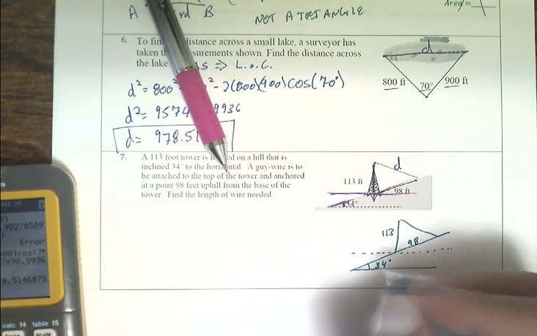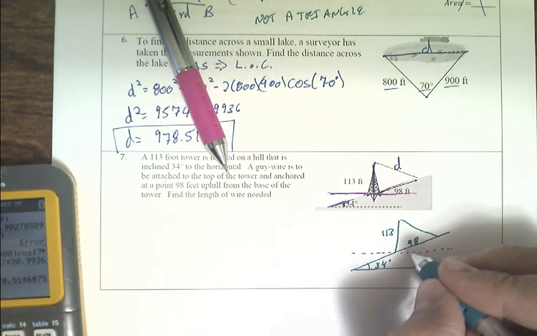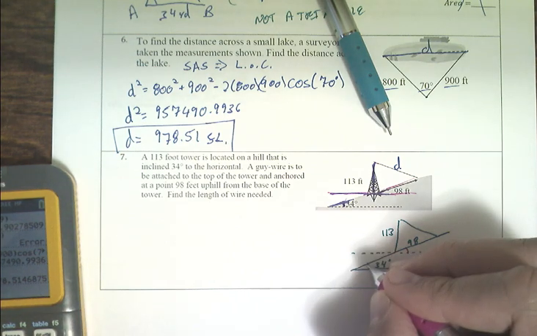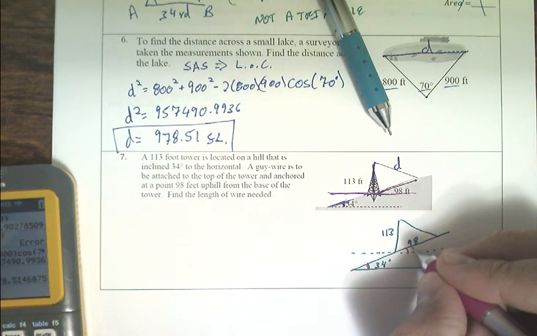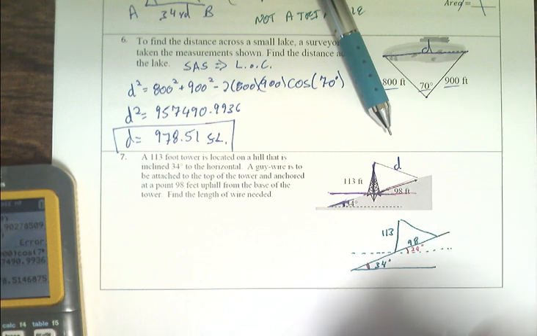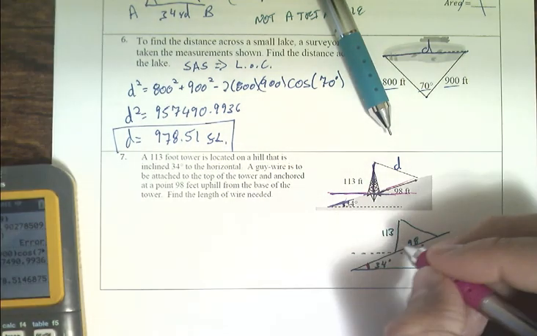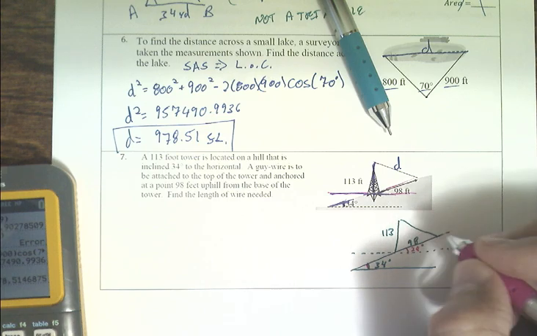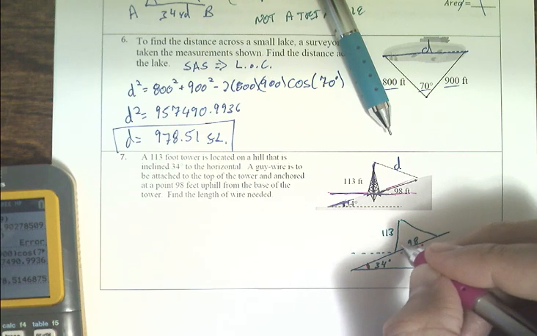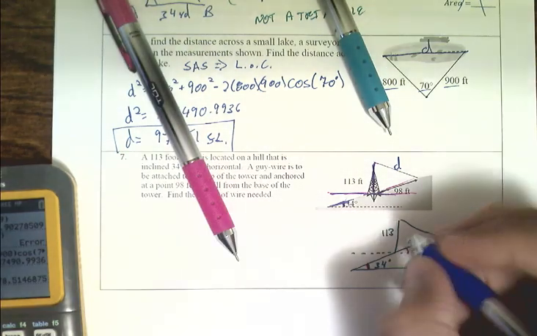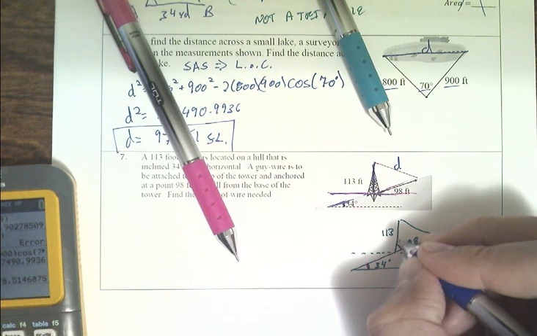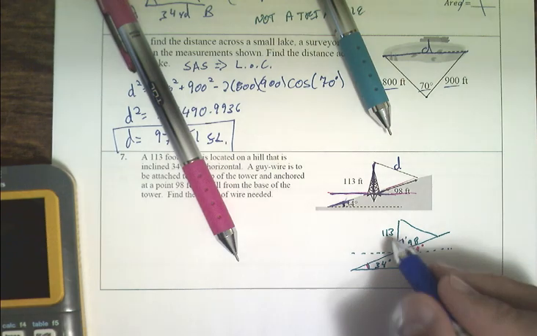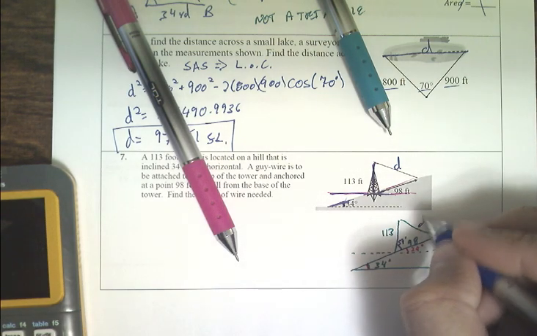But we have two parallel lines with a transversal. So this right here is a corresponding angle with that. So that is also 34 degrees. And then we know that both of these added together have to be 90. So this right here inside the triangle is 54 degrees. So that gives us side angle side to find D.